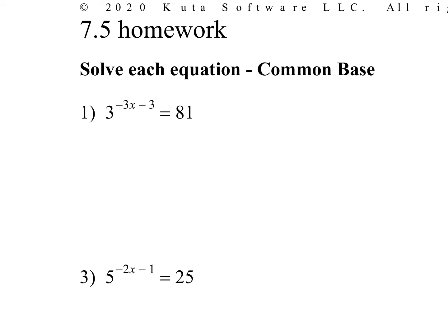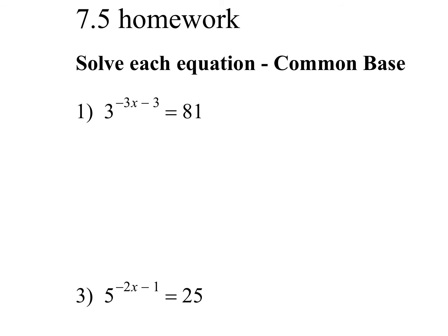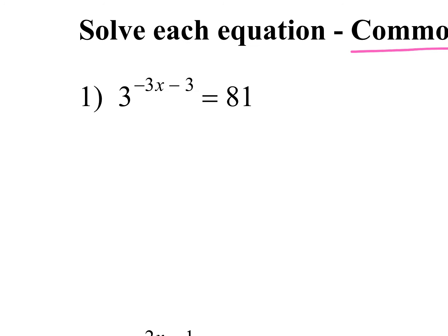All right, so let's look at number 1. We are solving using a common base. You don't need your calculator for the common base questions. We need to figure out 81 is 3 to what exponent? So 3 to what exponent would give us 81? 3 to the 4th exponent. Perfect. So I can change out that 81 to be 3 to the 4th exponent. The left side stays the same.